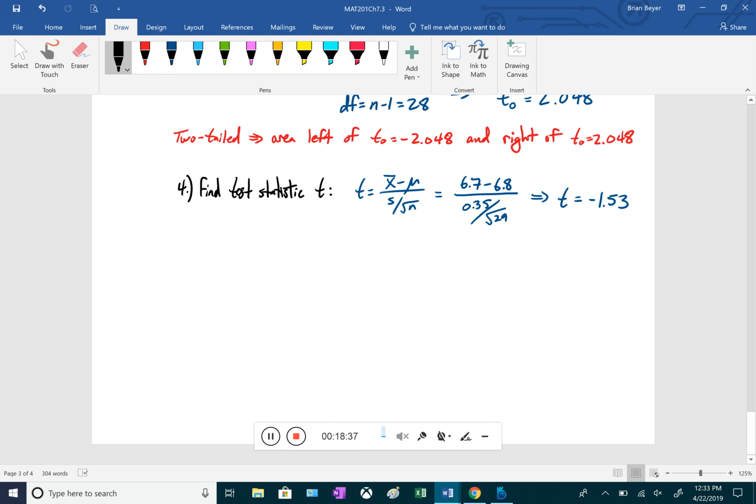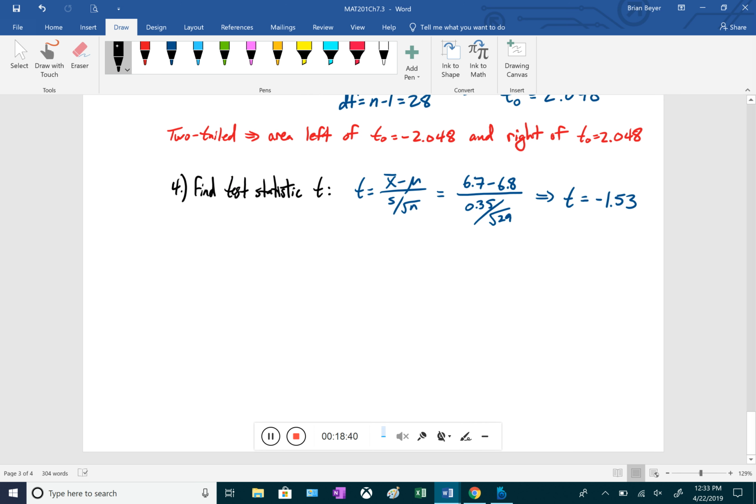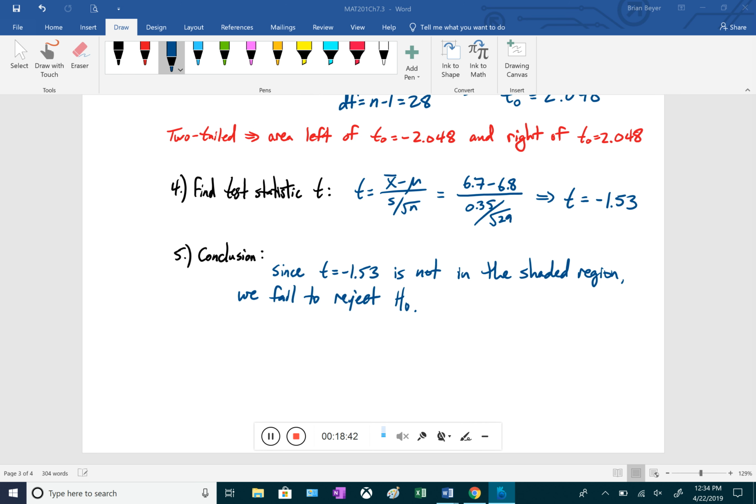So for the conclusion now, we can say since the t-value that we found is not in the shaded region, we fail to reject the null. So remember, that never means we're accepting the null hypothesis. We never accept it. We just failed to reject it.